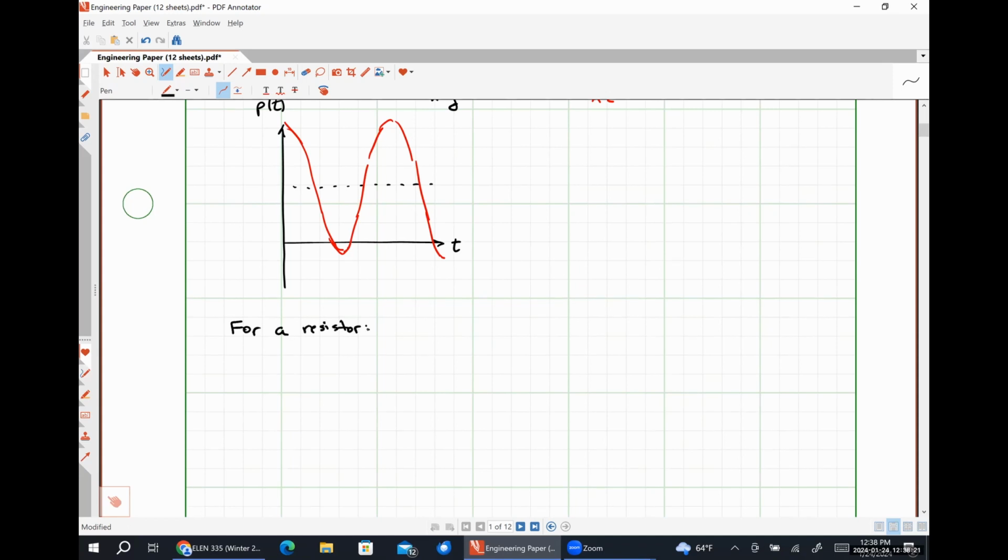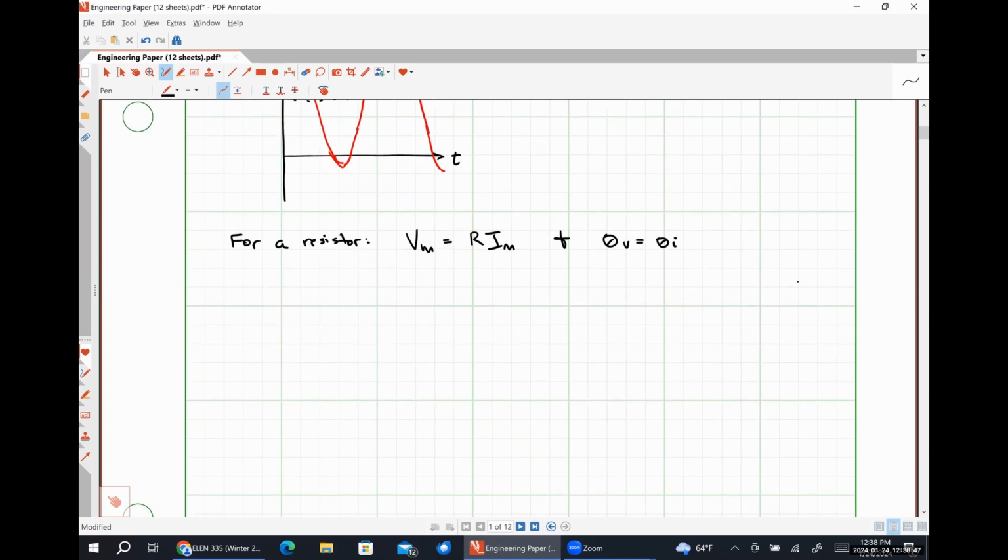So for a resistor, we know the following things, and these are the stuff that we figured out during our phasor relationships lecture. We know that the magnitude of the voltage drop across a resistor is equal to the resistance value times the magnitude of the current. And we also know that the phase angle of the voltage is equal to the phase angle of the current, right? We came up with those relationships about a week ago at this point, I believe. Or it would have been last Friday.